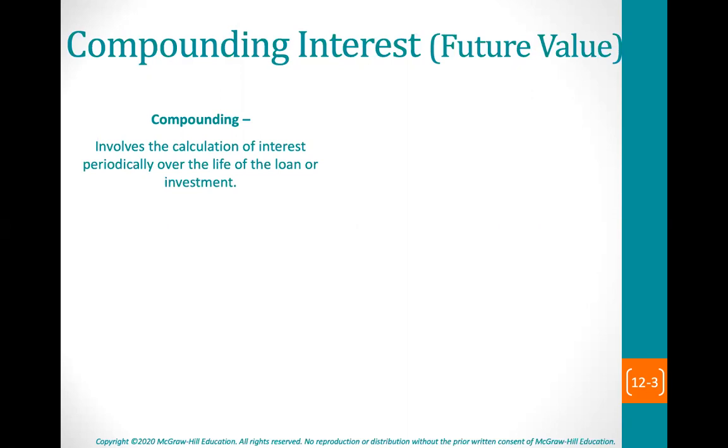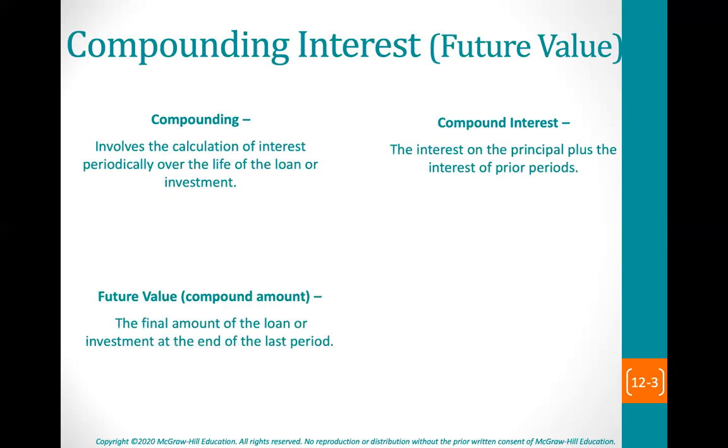Compound interest, then, is the interest on the principal plus the interest of prior periods. Future value, or FV, or the compound amount, is the final amount of the loan or investment at the end of the last period. Don't be concerned with how to calculate compounding right now, but make sure to try to understand the meaning of compounding. We also discuss present value, the value of a loan or investment today.